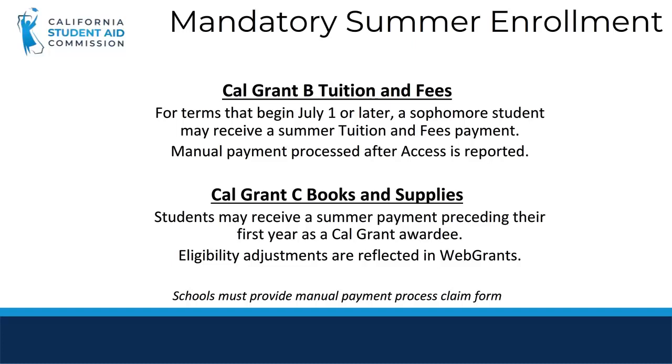For Cal Grant C books and supplies, students may receive a summer payment preceding their first year as a Cal Grant awardee. This too is a manual payment process, as summer is treated by WebGrants as a trailer, not a header term. Eligibility adjustments are reflected in WebGrants after the manual payment has been processed.